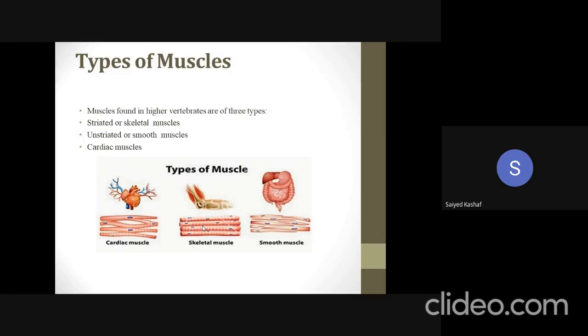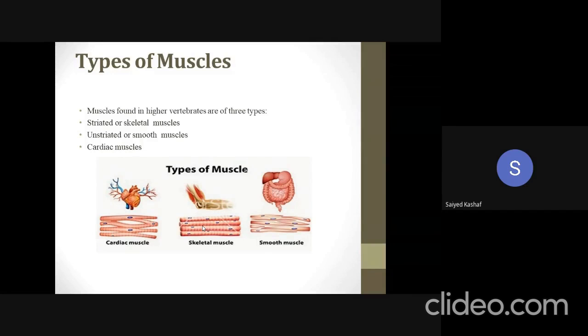Excitability is the capacity of the skeletal muscle to respond to stimuli, whereas contractibility is the ability of the skeletal muscle to shorten with force. Extensibility means the skeletal muscle stretches after the contraction. And the last one, elasticity, is the ability of the skeletal muscle to recoil to its original resting length after the contraction, after the stretch. So these four are the characteristic features of muscles that we have discussed.